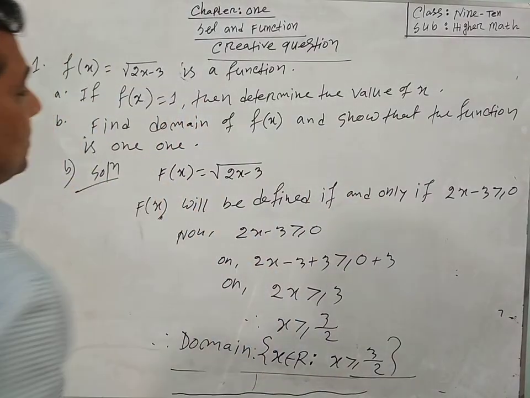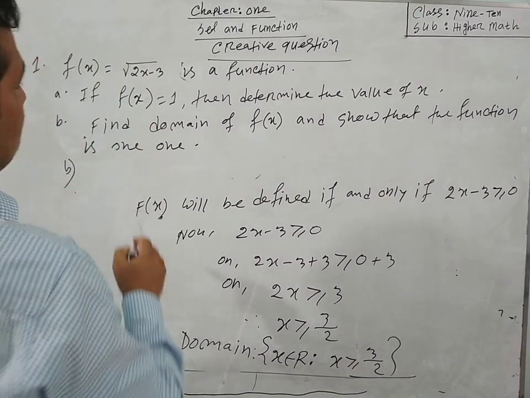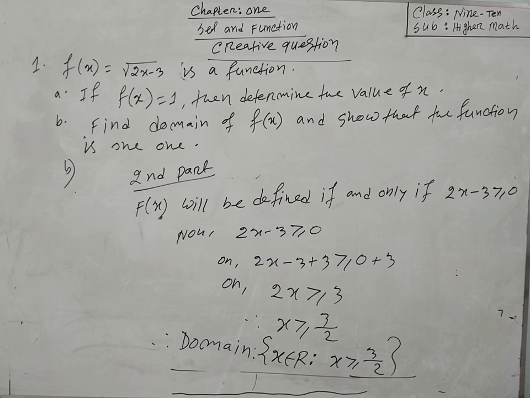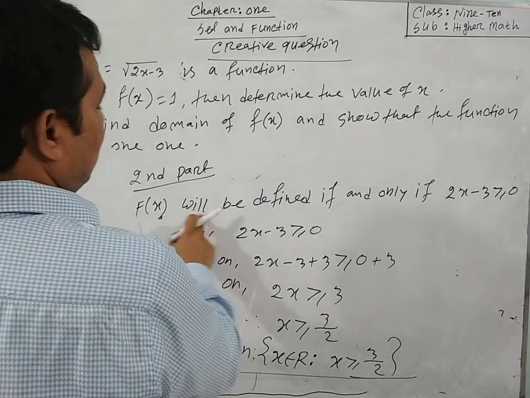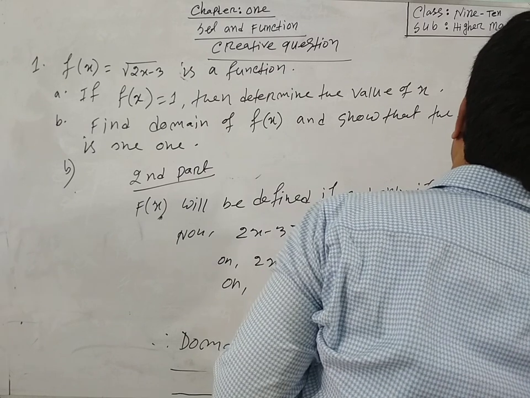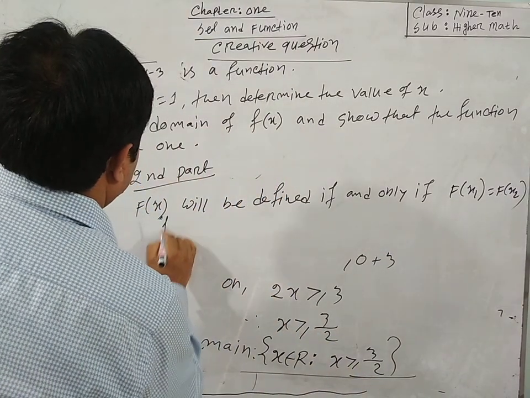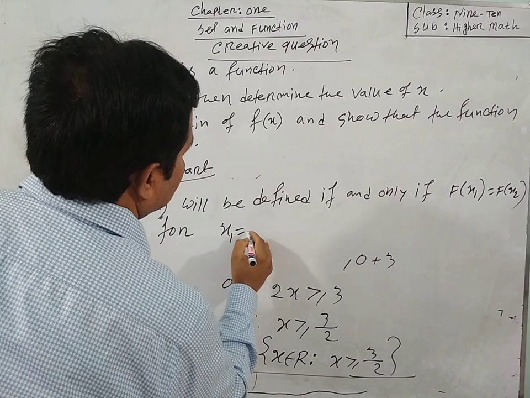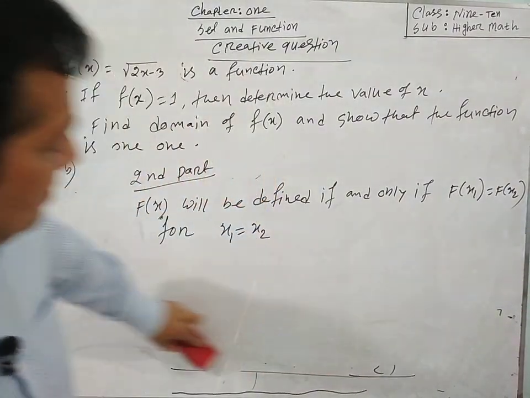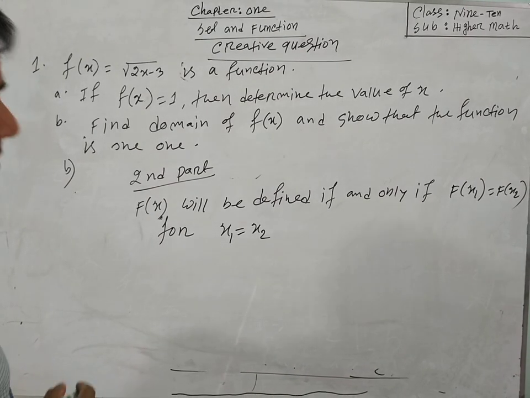Then show that the function is one-one. Second part, we have to prove that the function is one-one. The function f of x will be one-one if and only if f of x1 equals f of x2, or x1 equals x2. This is the rule of one-one.